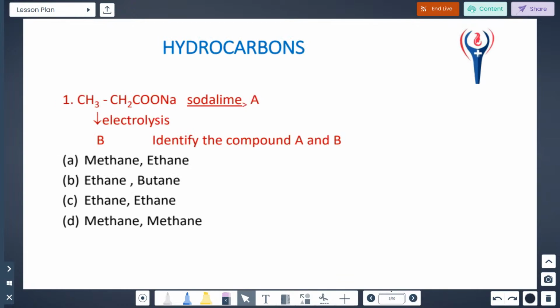See the first question, simple one: CH3CH2COONa with soda lime. Soda lime, you must know, is a decarboxylating agent that removes a CO2 molecule from the compound. That's the role of this reagent. So I write it here.